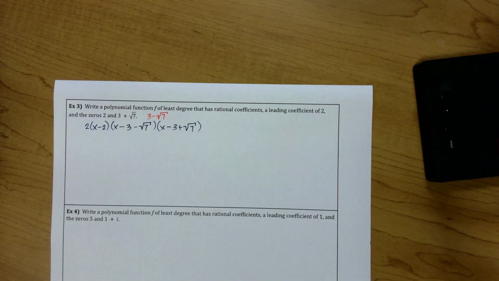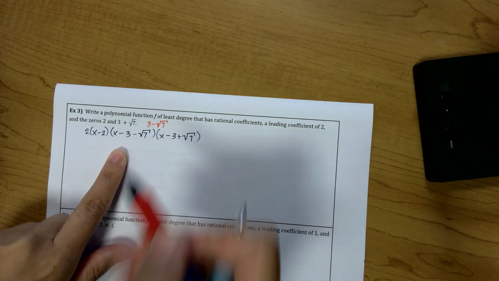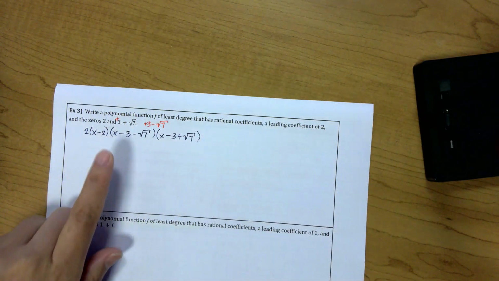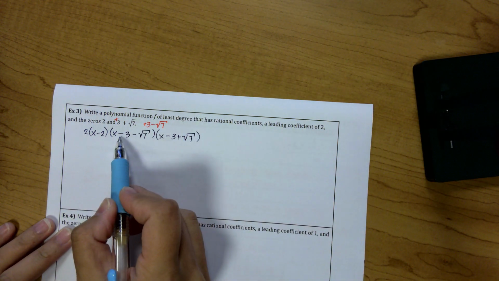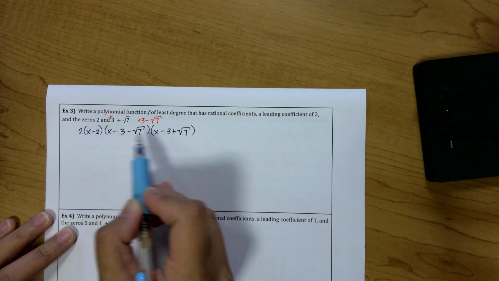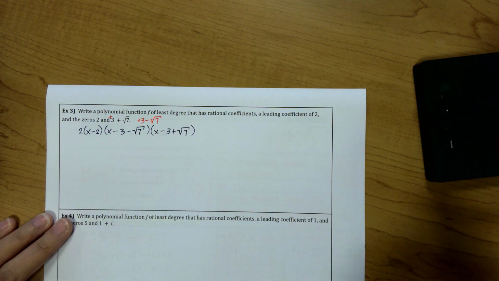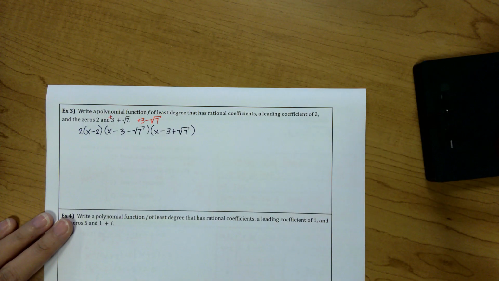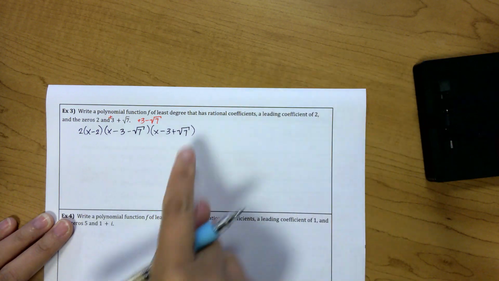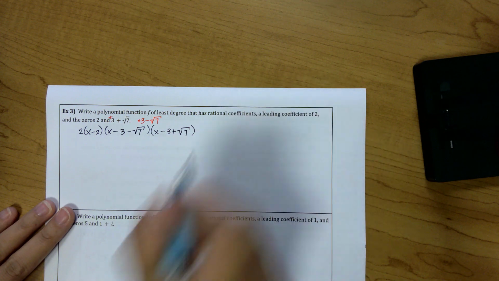I'm going to slide a paper under so it's easier for me to write. Be really careful that this positive 3 right here changes signs. So you never change it to plus and x plus, or x minus and x plus. They're both going to be negative. And now we need to multiply this out, which sort of sucks, because we want a polynomial function with rational coefficients, and these are not rational. So really what this means is multiply it out.